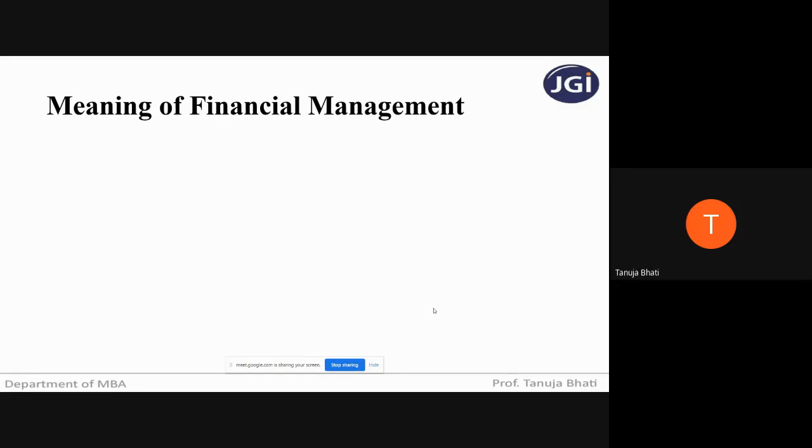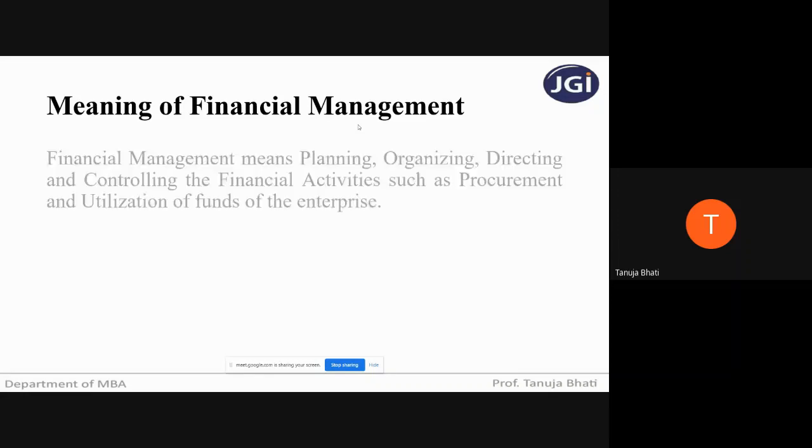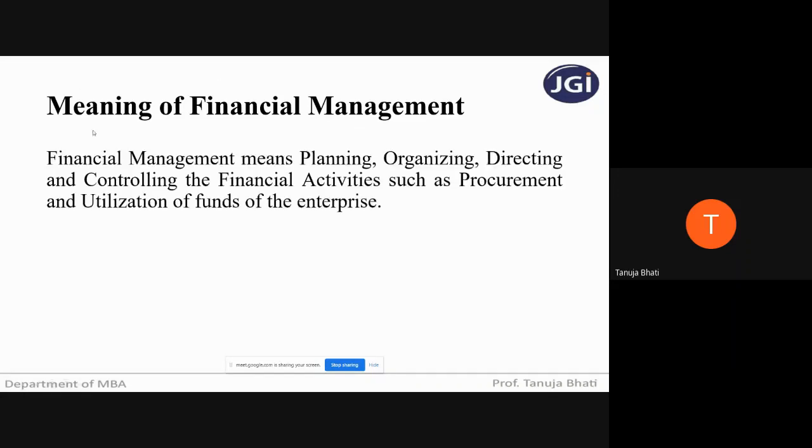managing the entire process between procurement of funds and utilization of funds is nothing but financial management. So in simple language, financial management means managing the finance of the organization or of the company. Now let us see what exactly financial management consists of.